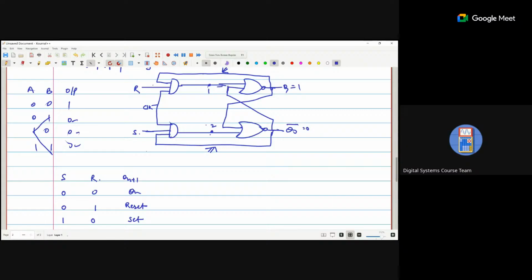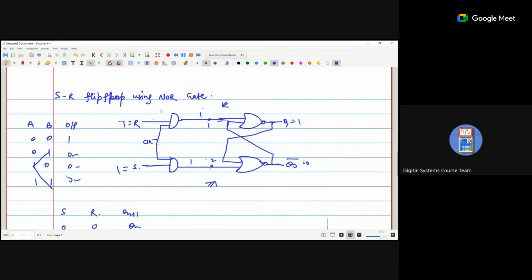Okay. So at the point when R is 1 and S is 1, the clock is also 1. We are not connected till now to this point. So when R is 1, S is 1, and the clock is also 1, we are getting 1 and 1 here. If we get 1 and 1, Q and Q bar both will be 0 0. So what we should do is avoid that: point 1 and point 2 should never be 1 at the same time.